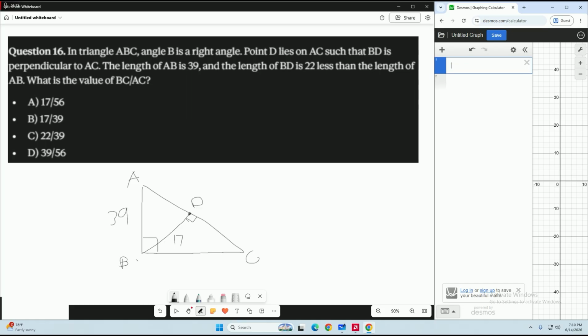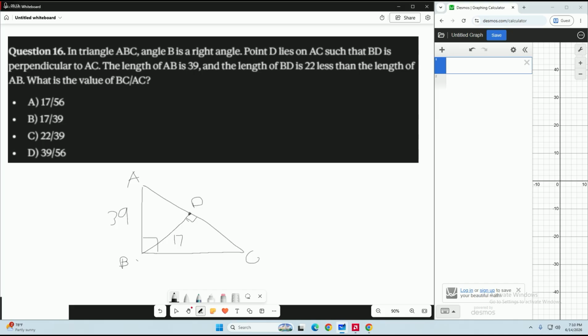Then it asks us what is the value of BC over AC. Okay, the College Board way of solving this problem is by using similar triangles, and you basically have 3 similar triangles here. You have triangle ABD, you have triangle BDC, and then you have the big triangle ABC.